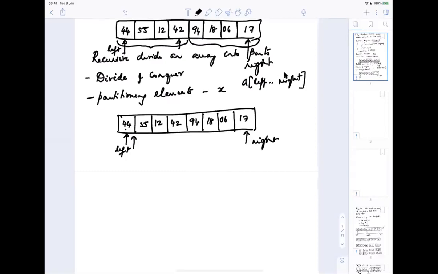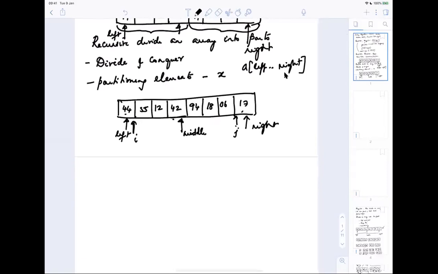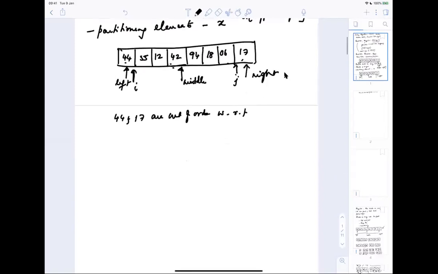And I have two other pointers, I and J. The objective of quicksort is the following. It chooses what is called a middle element, and it compares the element at I with respect to the middle element, and the element at J with respect to the middle element, and checks whether they are in order or not. So if you look at this, this is 17. 17 is smaller than 42 because we are sorting the array in ascending order. 44 is larger than 42. Therefore, 44 and 17 are out of order with respect to 42, so we simply exchange these.